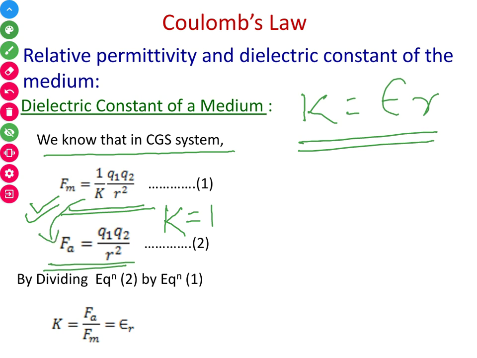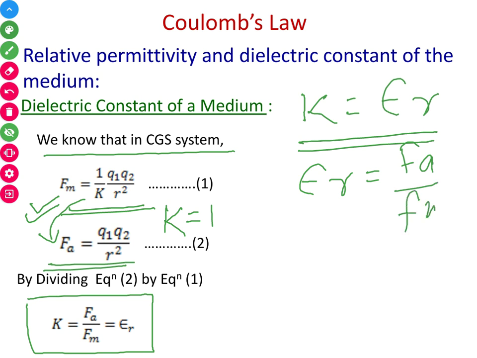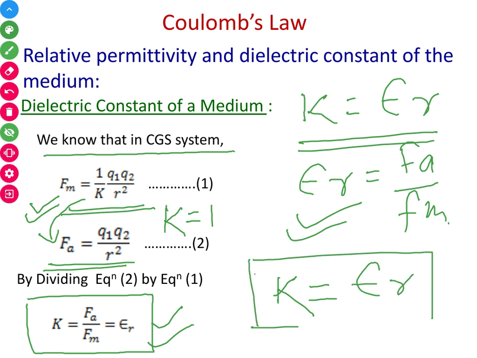When we divide 2 by 1 we get k is equal to Fa upon Fm, and we all know that epsilon r is also equal to Fa upon Fm. So from this equation and from this equation, it can be concluded that the dielectric constant is equal to the relative permittivity of the medium between the two charges. So this expression is also very important. Just remember this thing.